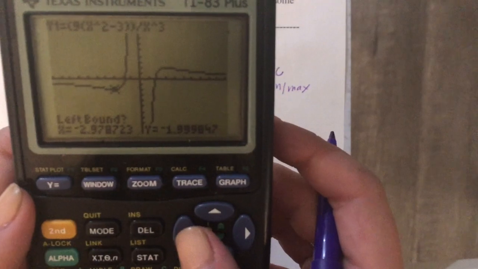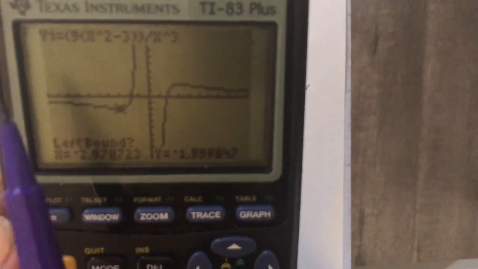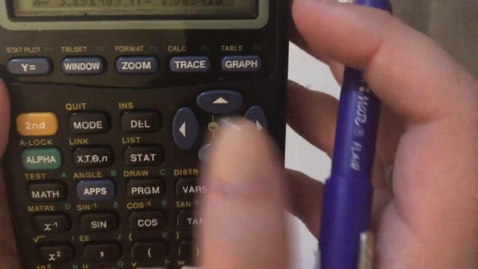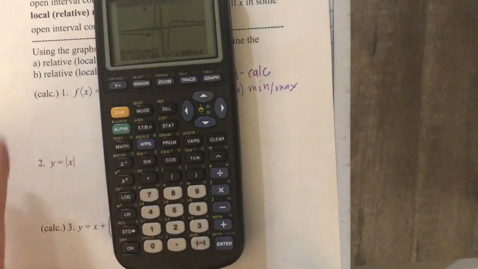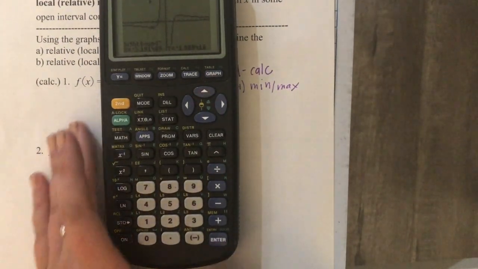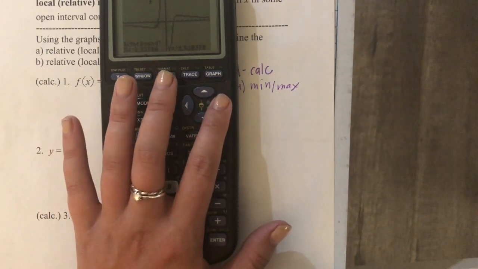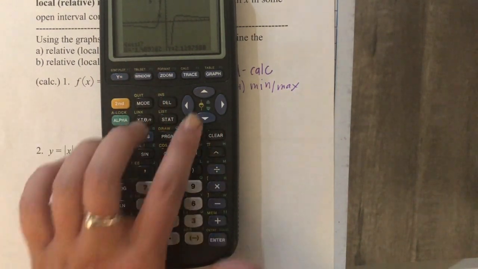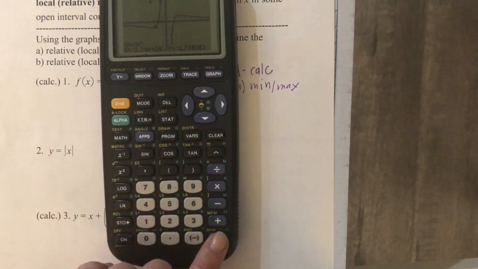Then it's gonna ask me left bound. What that means is, see this little blinky guy? I just want that guy to be to the left of where I think the minimum is, right? So just to be safe, I'm gonna press the left button a little bit more, so it's definitely on the left-hand side, and I press enter. And then it says right bound. So now I'm gonna move my little blinky guy to the right, and press enter. And then it says guess, so I want to move my little blinky guy close to the minimum. It's called a cursor, but I like blinky guy better.